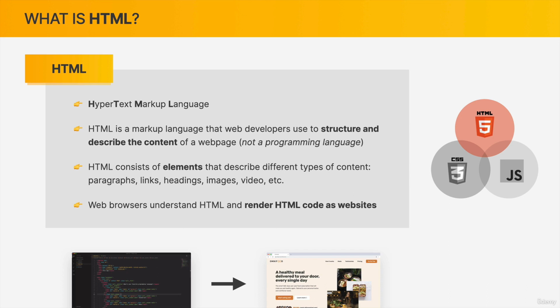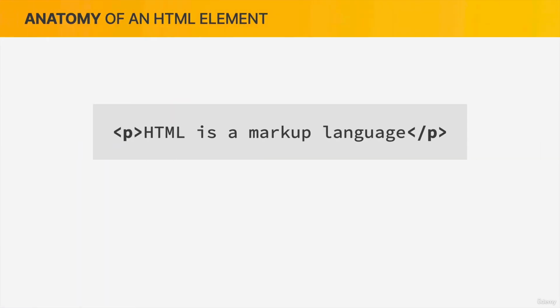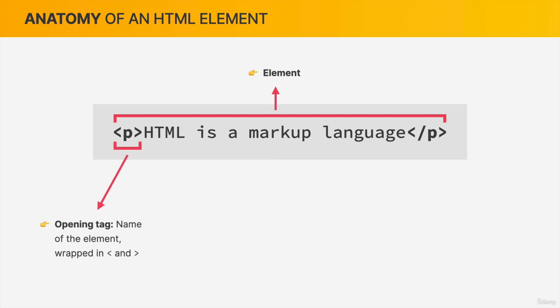But now let's zoom in a little bit and take a look at the anatomy of an HTML element. So basically, the building blocks of each HTML element. And again, we are looking at the paragraph element here, as you can see by the P. And so all of this here is actually the element itself. Now, an HTML element is usually made up of three parts. First is the opening tag, which is the name of the element.